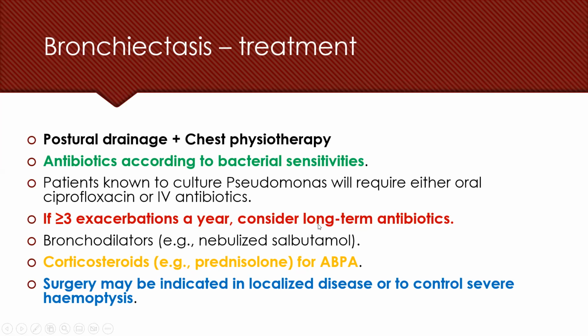You will find the clinical scenario targeting this point. Bronchodilators can be used in the treatment of bronchiectasis, corticosteroids for allergic bronchopulmonary aspergillosis, and surgery may be indicated if you have a localized disease or to control severe hemoptysis. You will find in the question bank a scenario about the role of surgery in bronchiectasis.